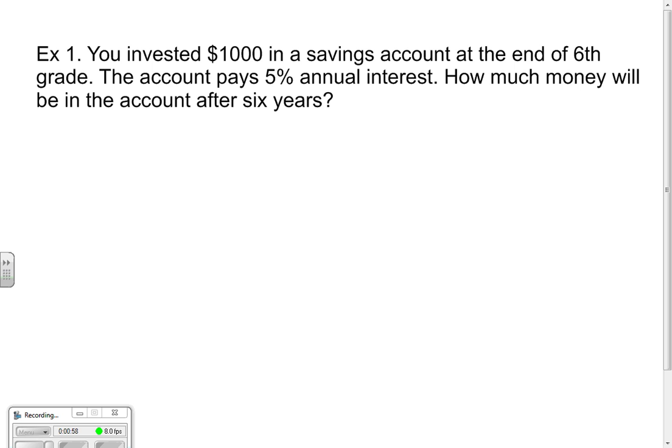Number 1, you invested $1,000 in a savings account at the end of 6th grade. The account pays 5% annual interest. How much money will be in the account after 6 years? So start by writing down the function and fill in what you know.